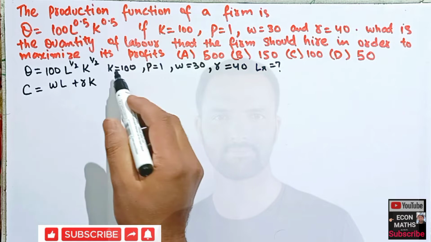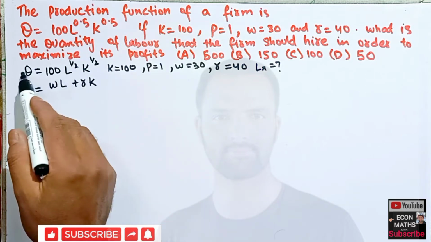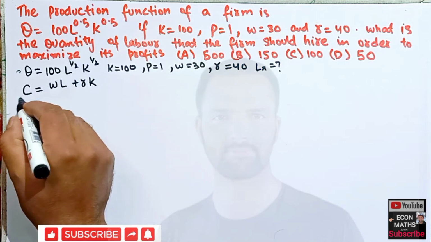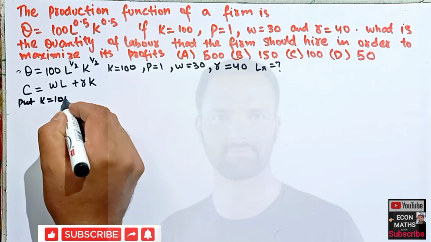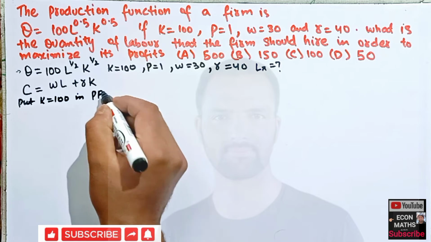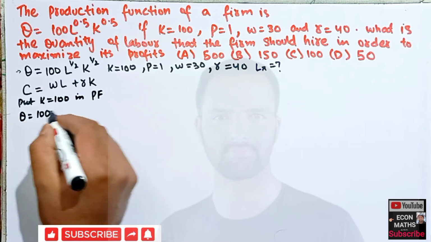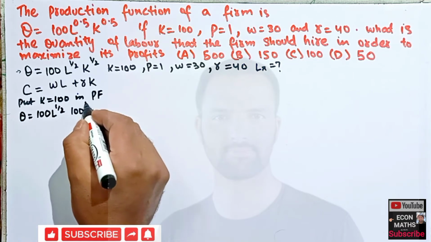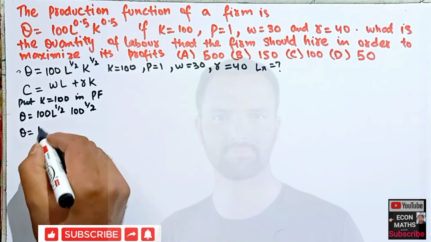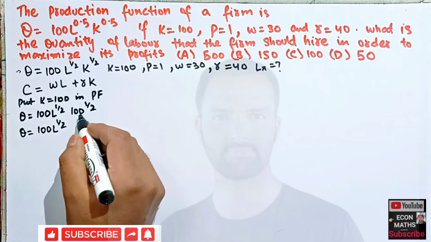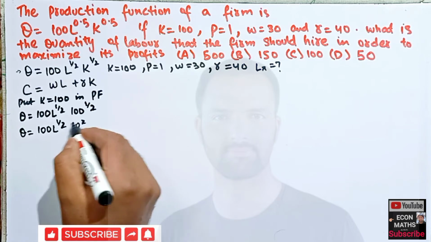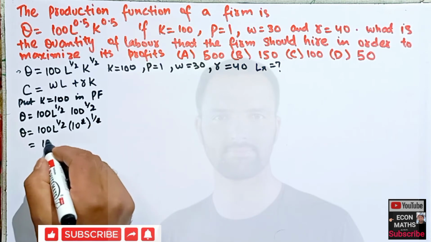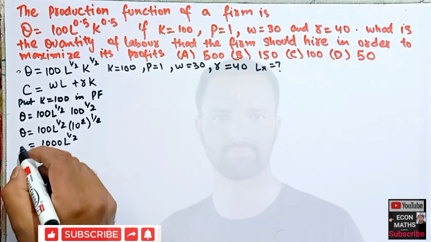Now since K is equal to 100, let us solve this production function when K is equal to 100. Just plug K is equal to 100 in our production function. That means our Q is equal to 100 L to the power 1 upon 2, and in place of K we have 100 to the power 1 upon 2. Or Q is equal to 100 L to the power 1 upon 2, and this can be written like this: 10 squared to the power 1 upon 2, and the 2 and 2 will get cancelled. So 10 into 100 is 1000. So we get Q is equal to 1000 L to the power 1 upon 2.